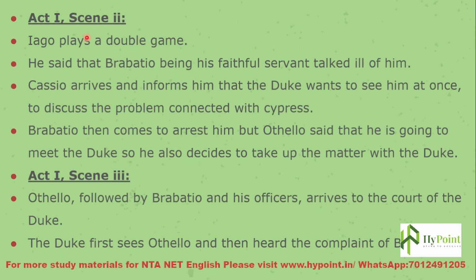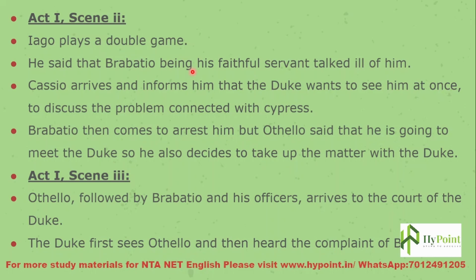Now, Act 1, Scene 2, Iago plays a double game here. When he is with Othello, he acts very friendly, and behind Othello, he is planning everything, and he is just putting Othello in that situation which was prior planned by Iago, and exactly, Othello falls. Since Othello is an extremely credulous person, Iago plays a double game with Othello and behind Othello. He said that Brabantio, being his faithful servant, talks ill of him.